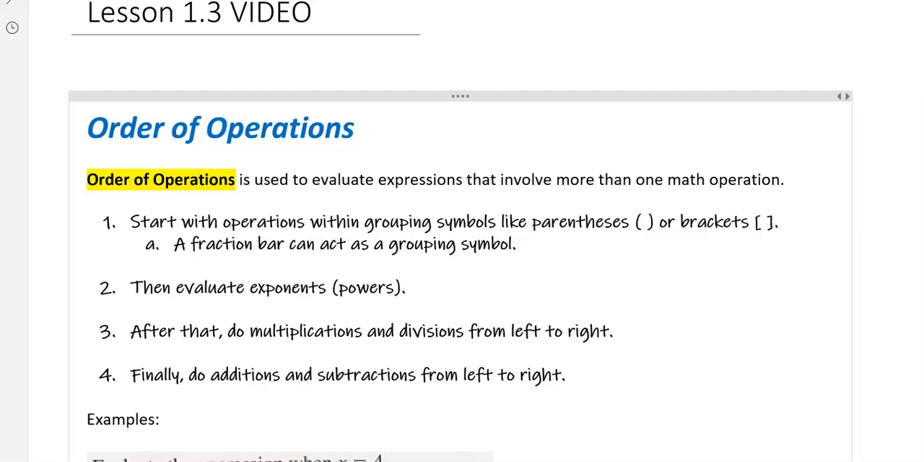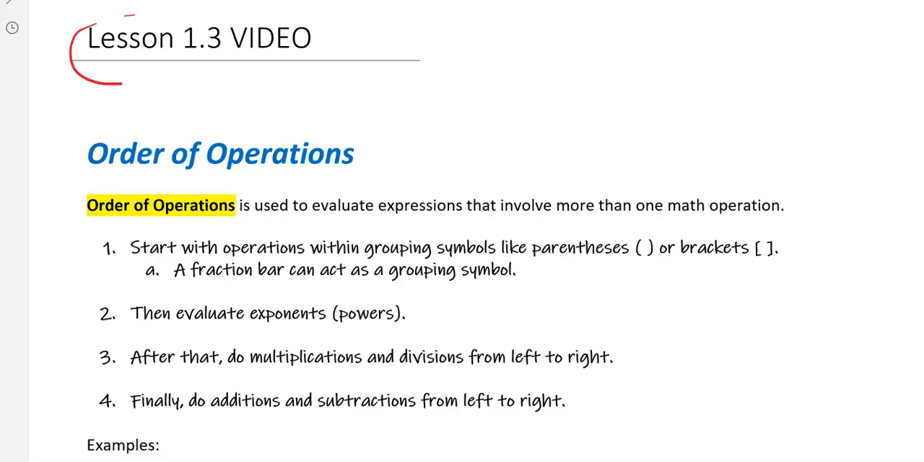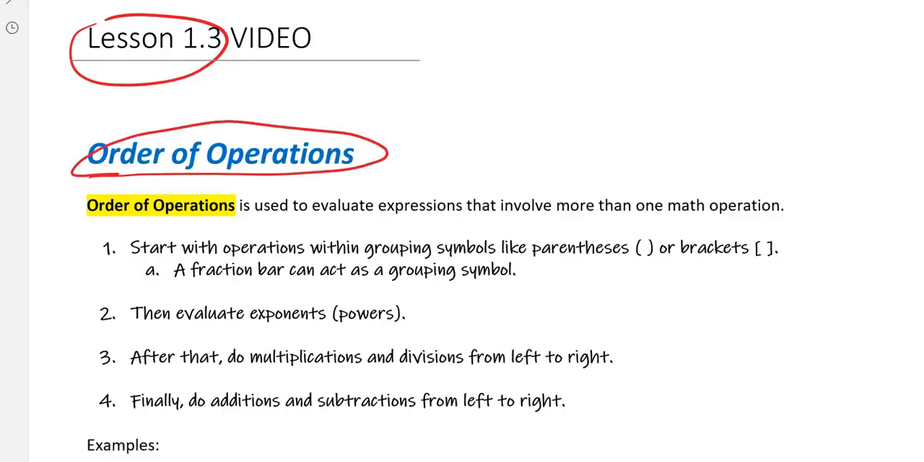Welcome back, math friends. Today we're taking a look at lesson 1.3. Lesson 1.3, so make sure that you write that down on the top of your page in your math notebook. This is lesson 1.3, and we're talking about order of operations.